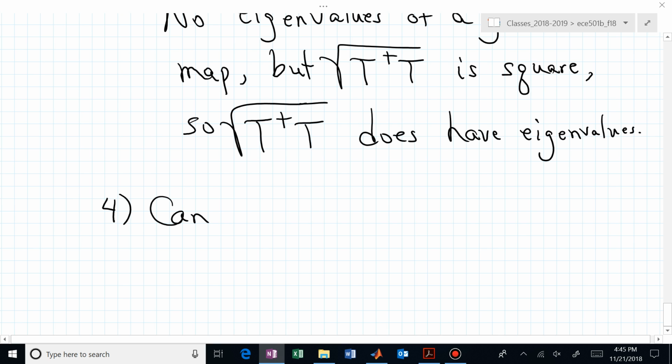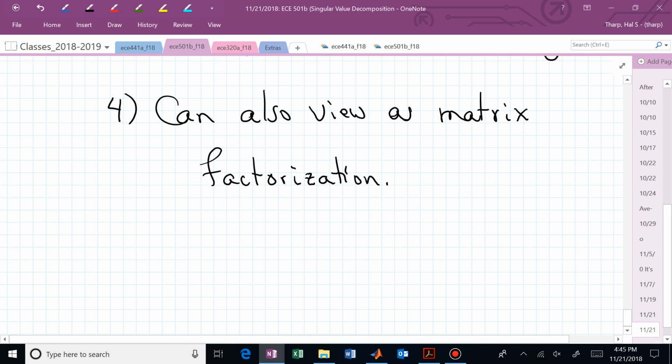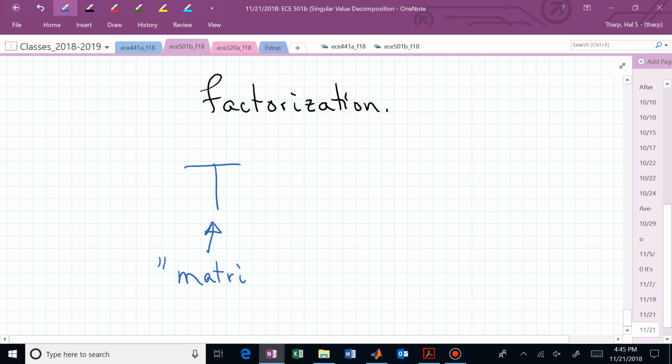And that allows us to view this singular value decomposition in a matrix form, or as a matrix factorization, where if we allow T now to be a matrix, I'm abusing notation a little bit, because we typically use T to represent a linear map, but now we're going to write T, a matrix, as U sigma V transpose.